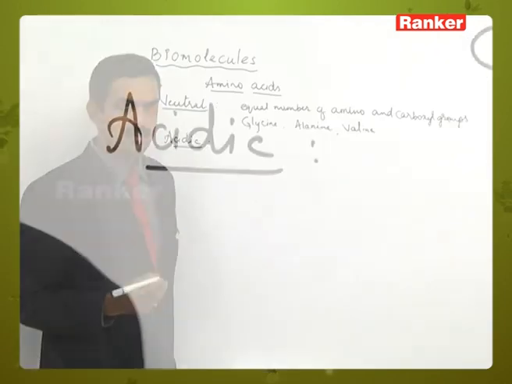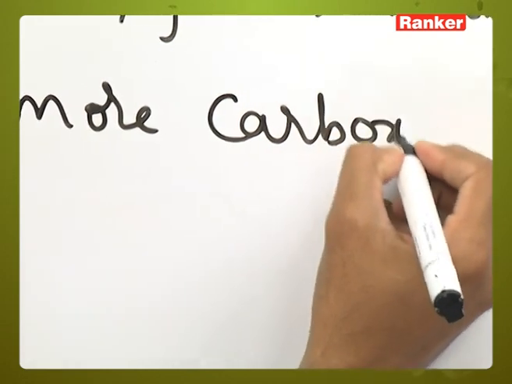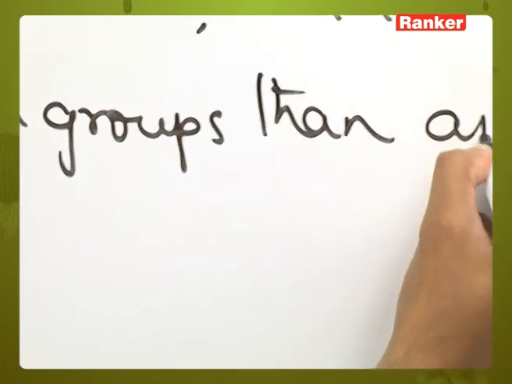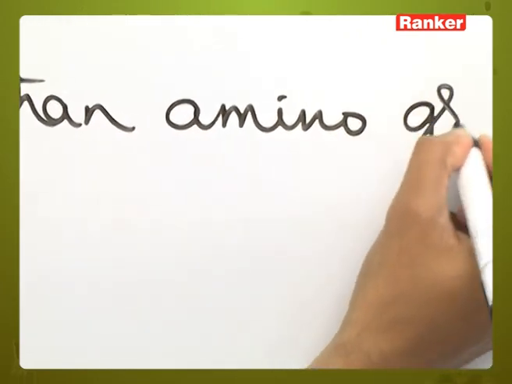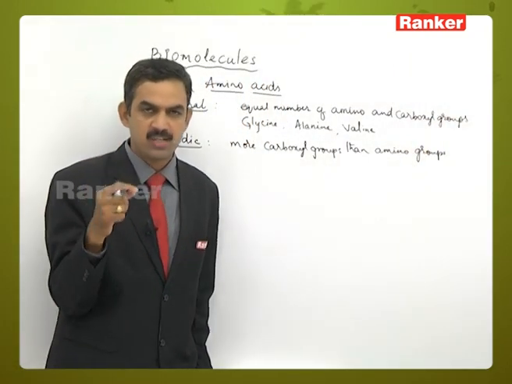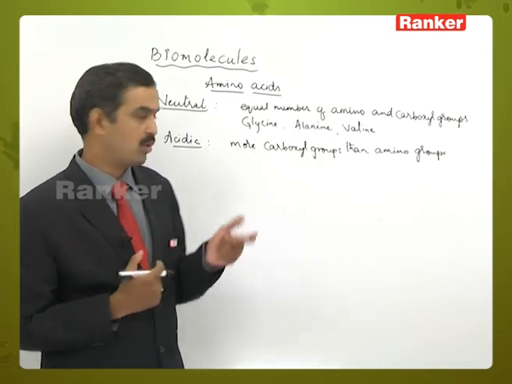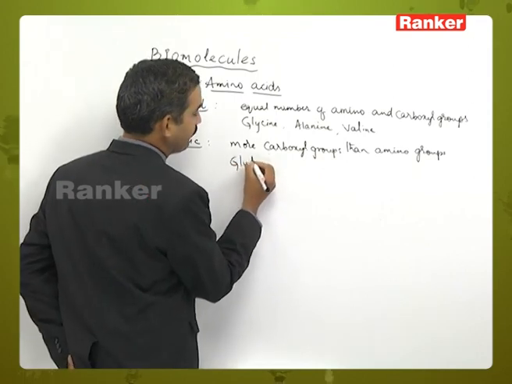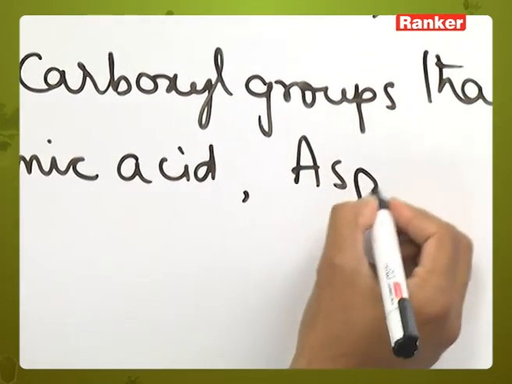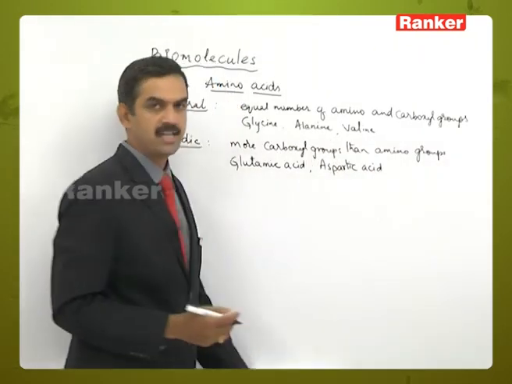Then acidic amino acids. Acidic amino acids are those which contain more carboxyl groups than amino groups. Because of the amino group the alkaline nature is present, and because of the carboxyl group, the acidic nature will be more. So here glutamic acid and aspartic acid are some of the examples.